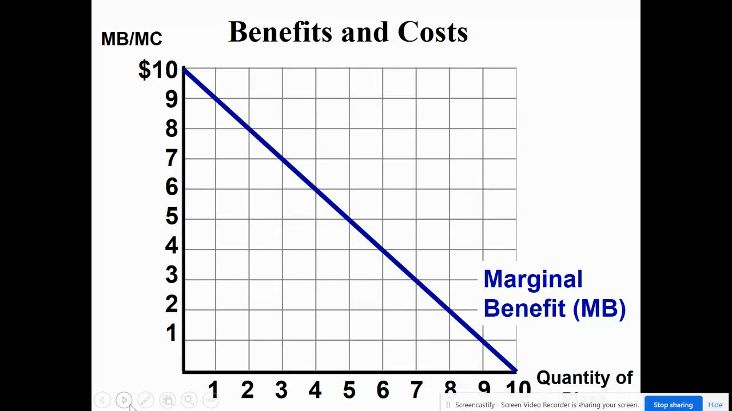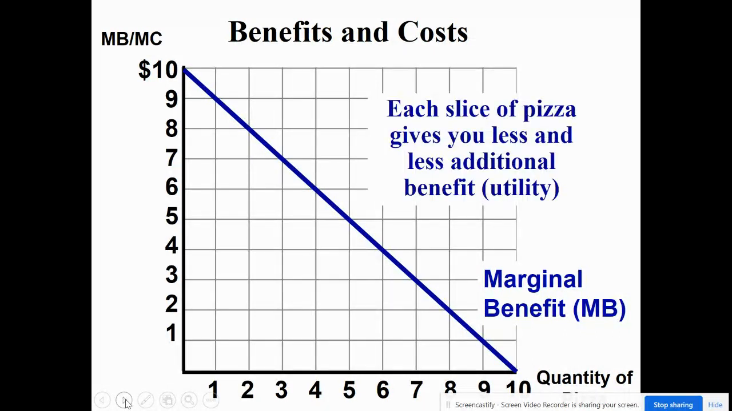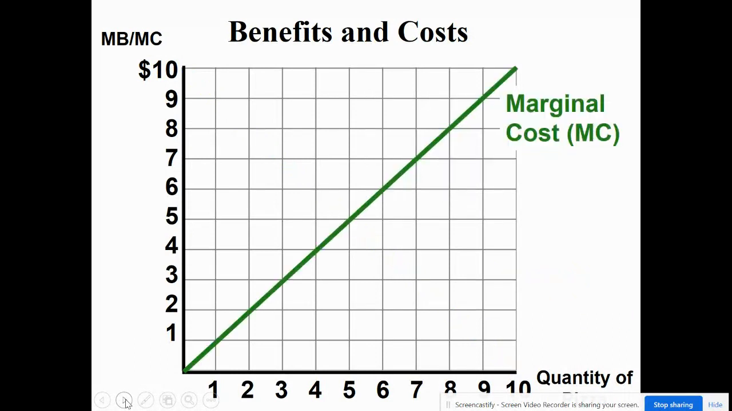So our total utility is going up, but at a decreasing rate. We're gaining total satisfaction, but our marginal satisfaction is getting smaller and smaller. And it looks like a demand curve because that's basically how it works. Each slice of pizza gives you less and less additional benefit. That's that whole law of diminishing marginal returns.